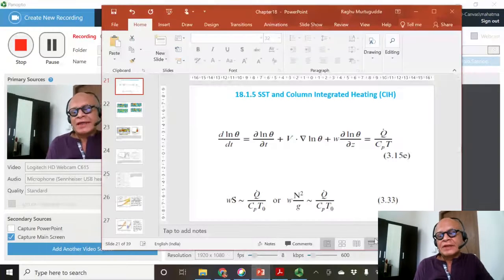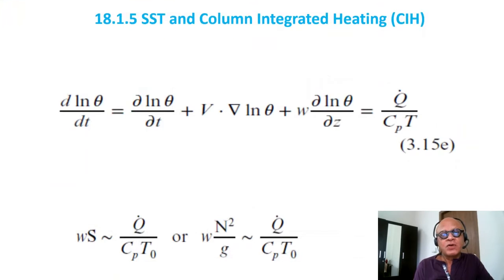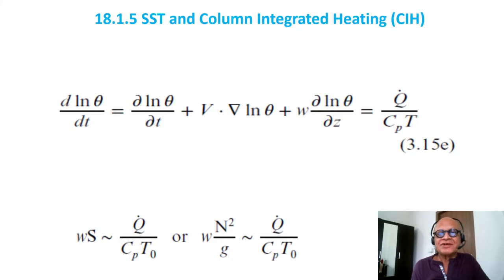So how do we relate this idea of the warm pool growing in area to convection and the atmospheric response in thermodynamics and dynamics? The first thing to look at is the so-called column integrated heating.